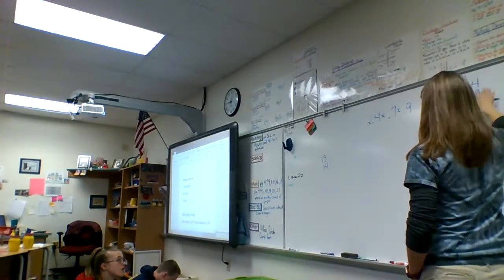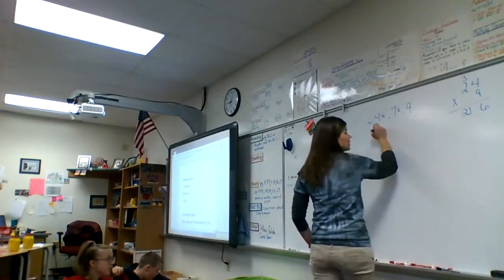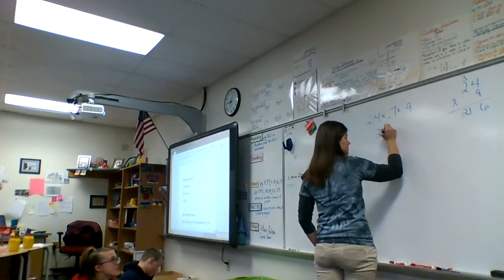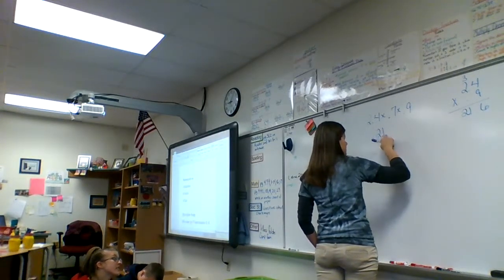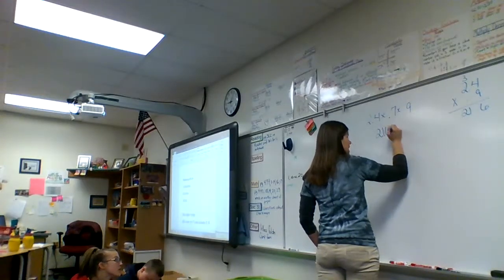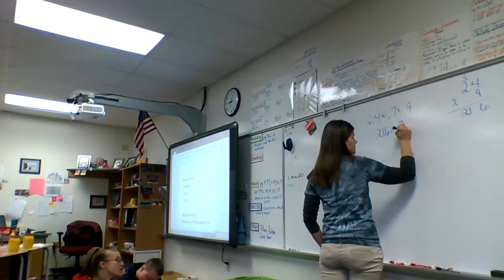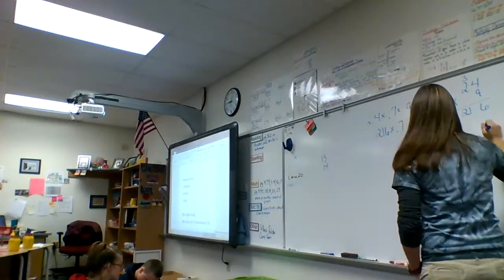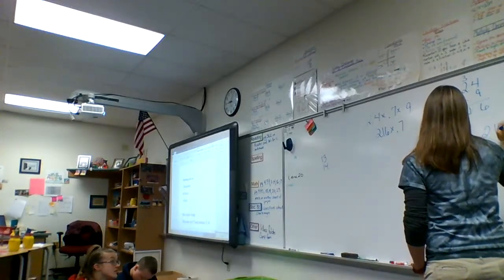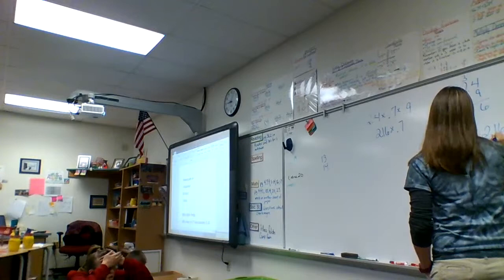Okay, do you see that now though? I have 1 here and 1 here, so I need to place the decimal here. 2.16 times 0.7. Okay, so now I have 2.16 times 0.7.